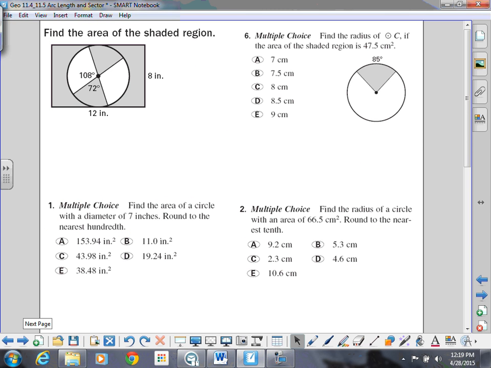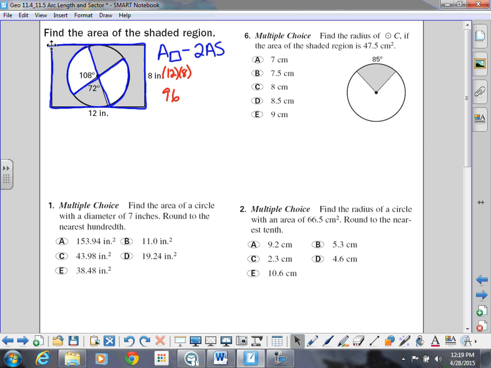So in these problems, these involve a little bit more thinking. We're trying to find the area of this shaded region. So notice that this is a rectangle, and the only part that's not shaded are these white areas. So it's like 2 sectors. So my plan for this is I'm going to take the area of a rectangle and subtract 2 areas of the sector. Okay? So the area of the rectangle is pretty easy to find. It's just base times height. So that's 12 times 8, which is 96.